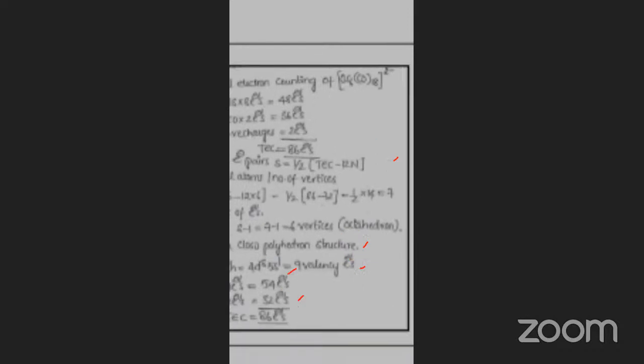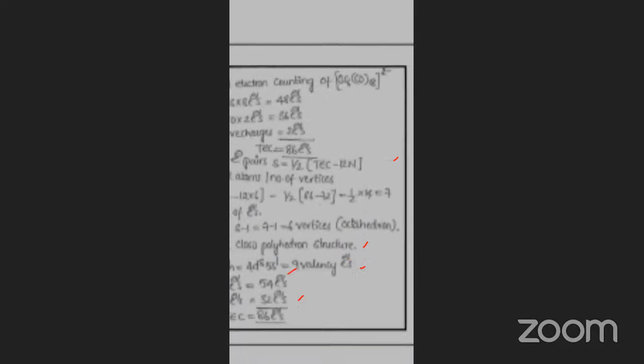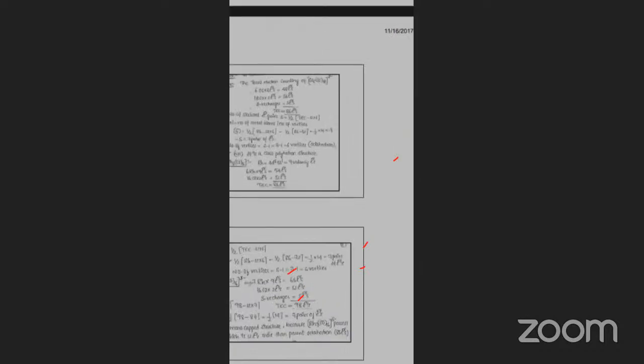If we do the electron count, we get 14 skeletal electrons. Okay, how many skeletal electrons are there? 14 skeletal electrons. Then we can count the skeletal electron pairs. Pair is nothing but what? Metal-metal bond. Okay, that is it.